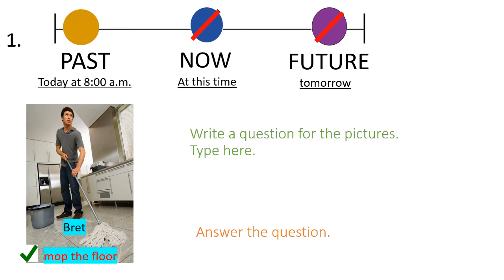So now look at number 1. Look at the picture. Look at the timeline. Look at the tick mark. Okay, remember that means yes. It says write a question for the pictures. Type here, and then you answer the question either yes or no. The action is mop the floor.